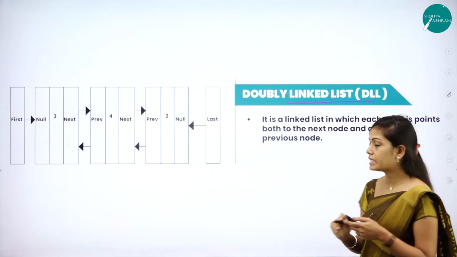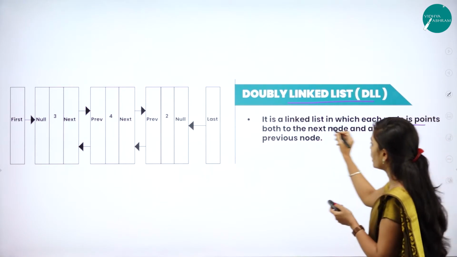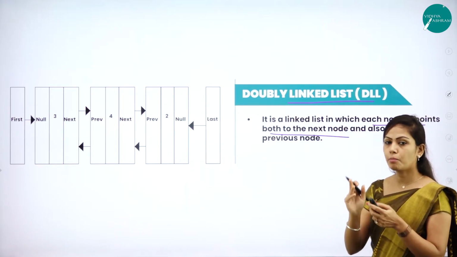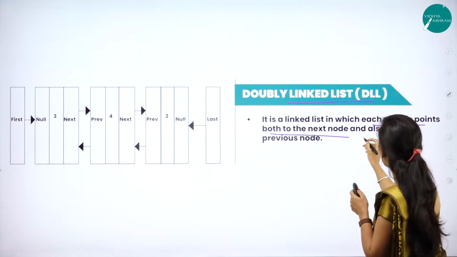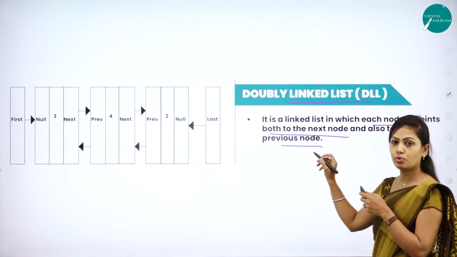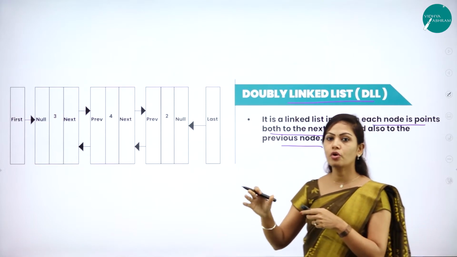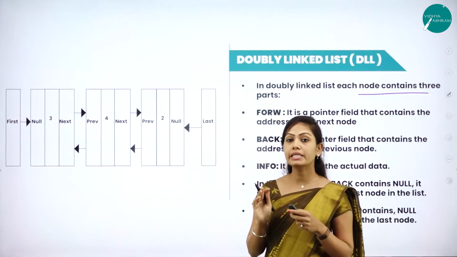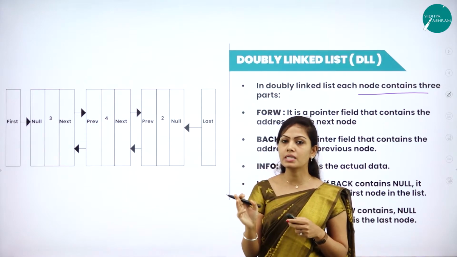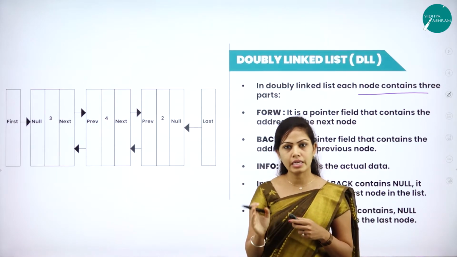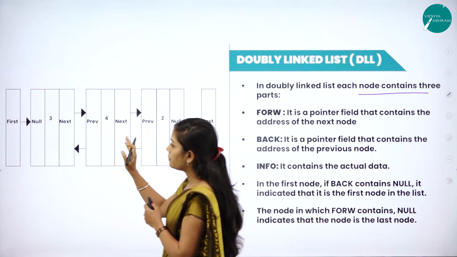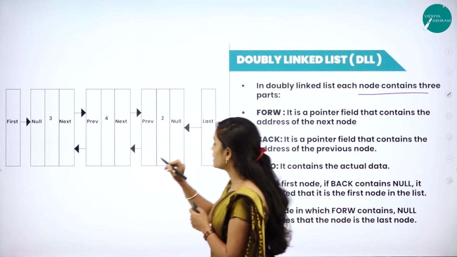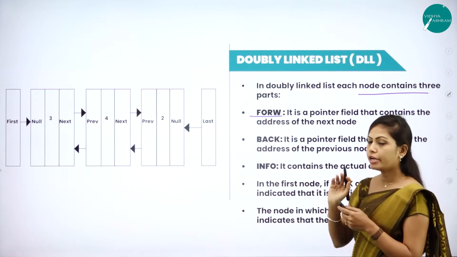Next we have the doubly linked list, DLL. In a doubly linked list, each node points both to the next node and also to the previous node. In a singly linked list, we have only two parts, that is data and link part. But in a doubly linked list, we have three parts. The first part is forward, FORW.